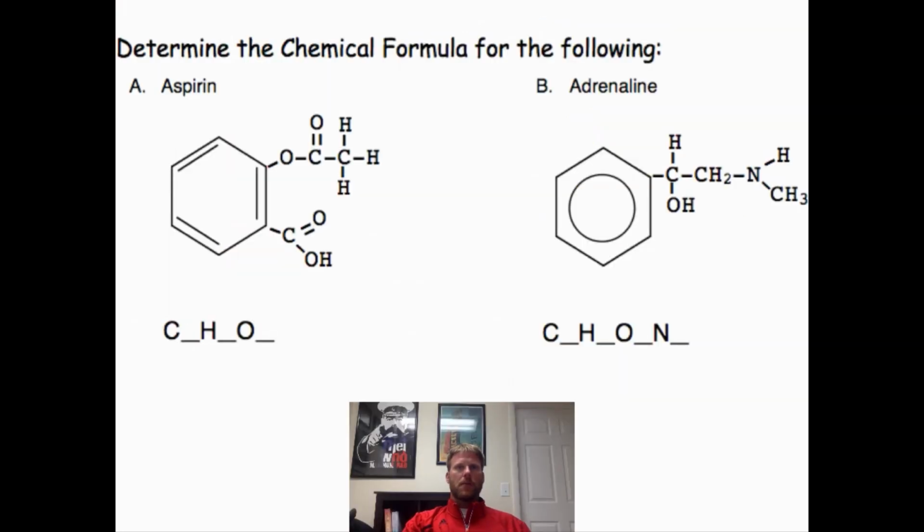Let's determine the chemical formula for molecules containing cyclic structures. The first 2 here, aspirin and adrenaline, both contain benzene rings. I'll help with aspirin. Start by filling in the missing carbons. Put a carbon at every corner in the ring. Stopping here is the biggest mistake that students make.